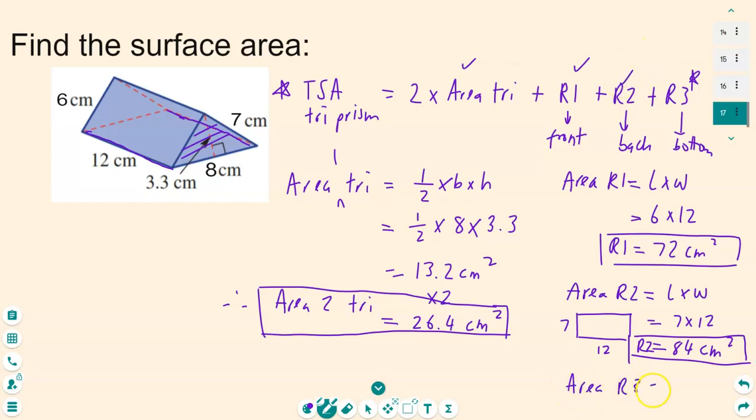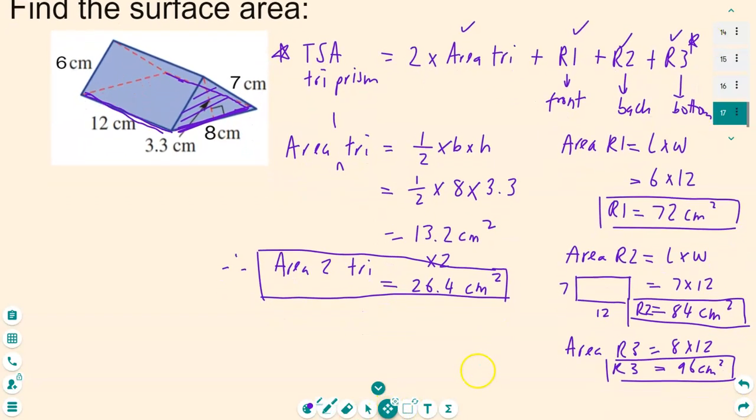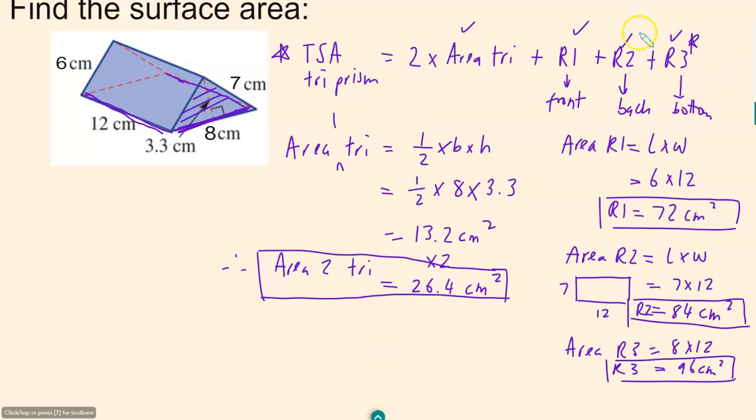Area R3, which we define as the bottom rectangle, and we can see that that has a width of 8 and a length of 12. So 8 times 12, 96. R3, box around it, tick it off. And now the final step is to actually use that planned formula we had and substitute all of our boxed things into there. TSA equals, well, we've already timesed that triangle by 2, so 26.4 plus 72 plus 84 plus 96.